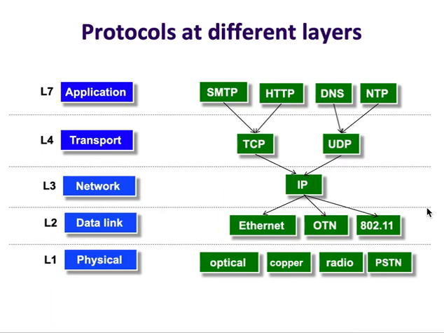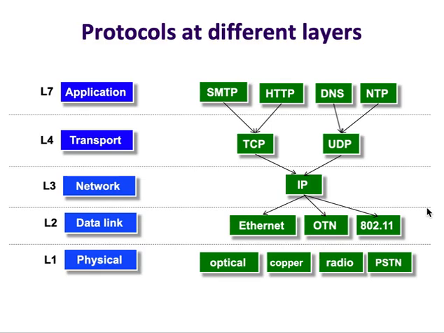Here's a snapshot of protocols you can expect to see at different layers. Some of these should look familiar to you. HTTP is a layer 7 protocol. Ethernet, what we just talked about, is a layer 1, layer 2 protocol. The network protocol we've talked about, IP, and TCP and UDP are layer 4 protocols.